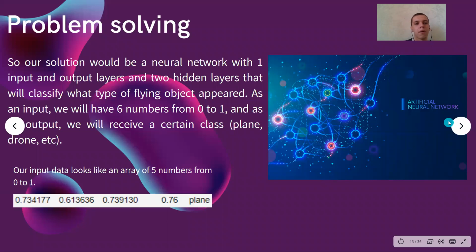So our solution will be a neural network with one input layer, one output layer, and two hidden layers that will classify what type of object has appeared. For now, we have this data.